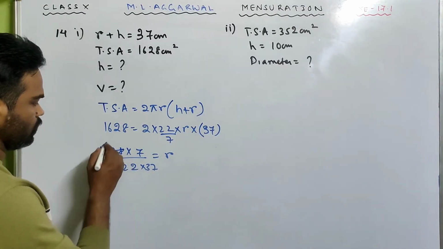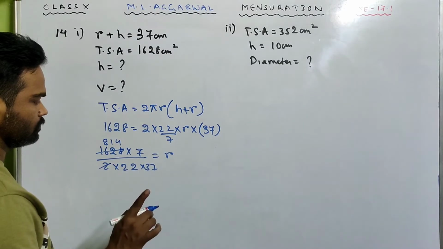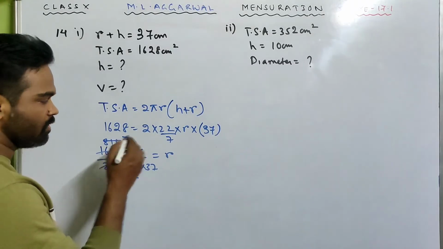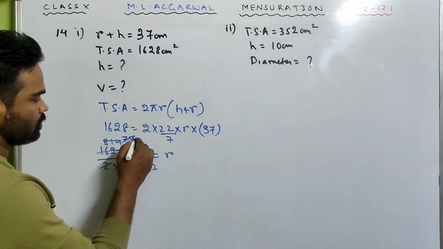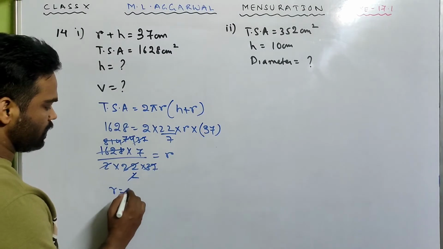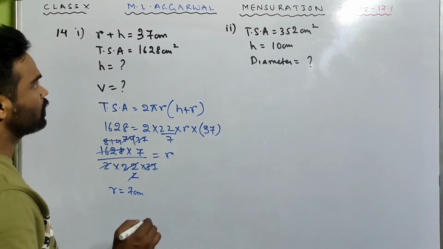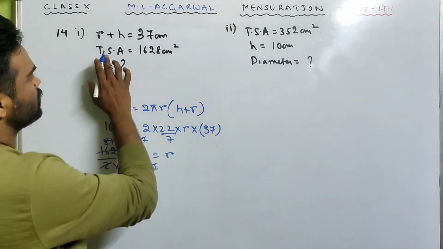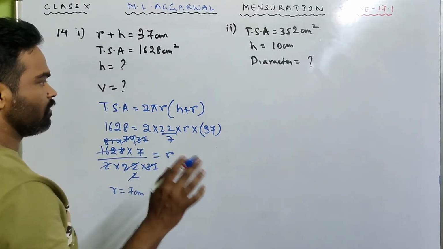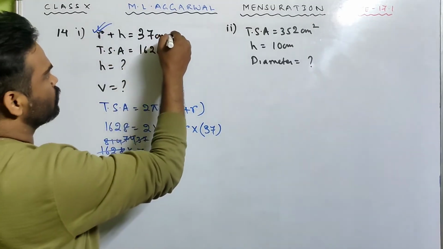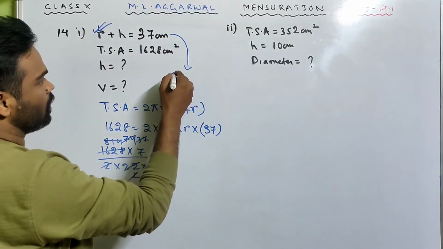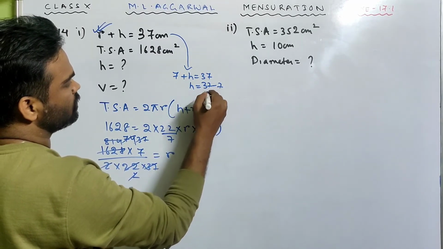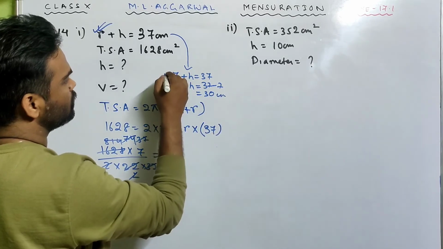So 2 1 time 2 8 1 4. Yes or no? 11 2 times 11 7 times 77 4 times 2 37 times, which means R is 7 centimeter. Okay. Now once you got R, TSA is given. So from here, see, R plus H is 37. So H is 37 minus 7. That is 30 centimeter. Done.